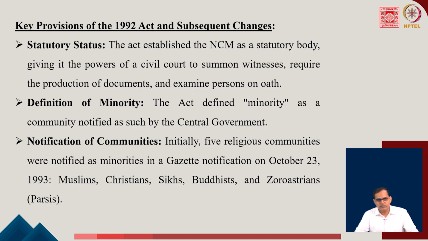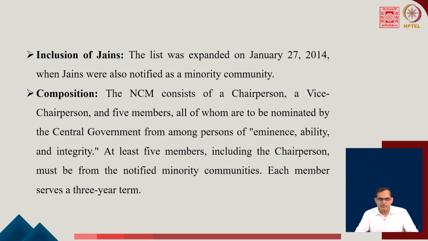Notification of communities. Initially, 5 religious communities were notified as minorities in a Gazette notification on October 23rd in 1993, such as Muslims, Christians, Sikhs, Buddhists and Zoroastrians, that is Parsis. Inclusion of Jains. The list was expanded on January 27 in 2014, when Jains were also notified as a minority community.